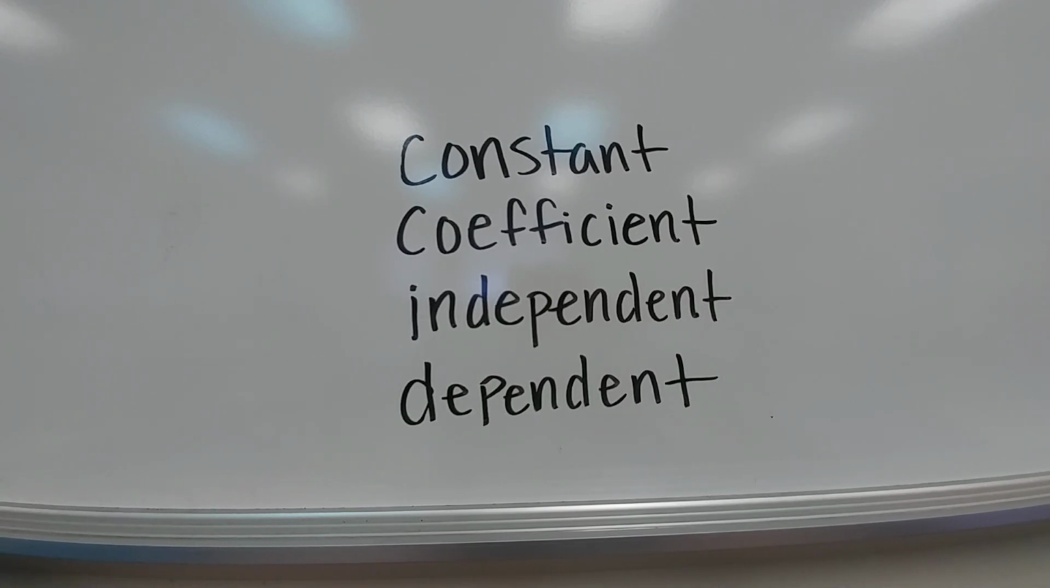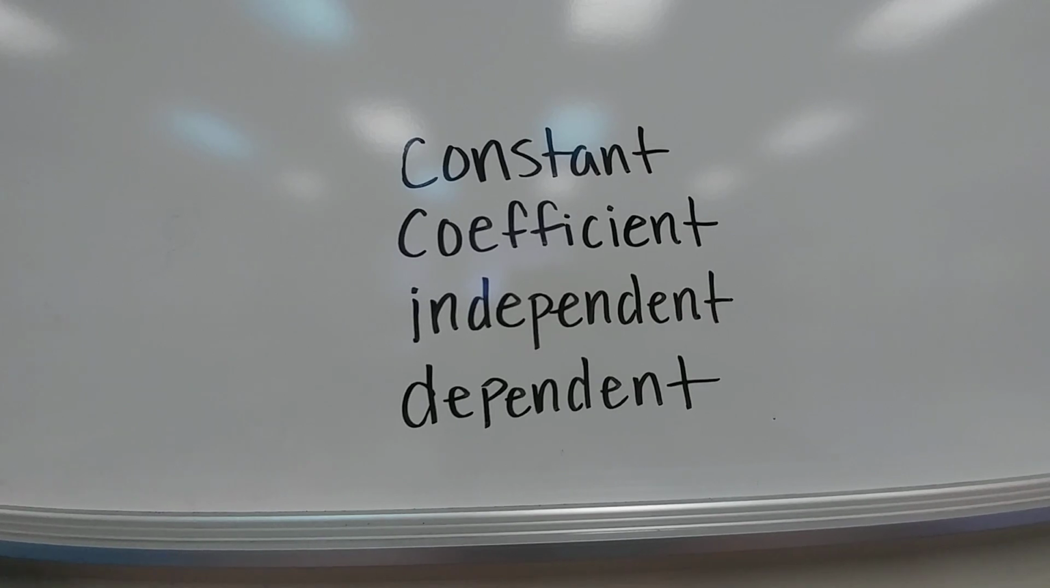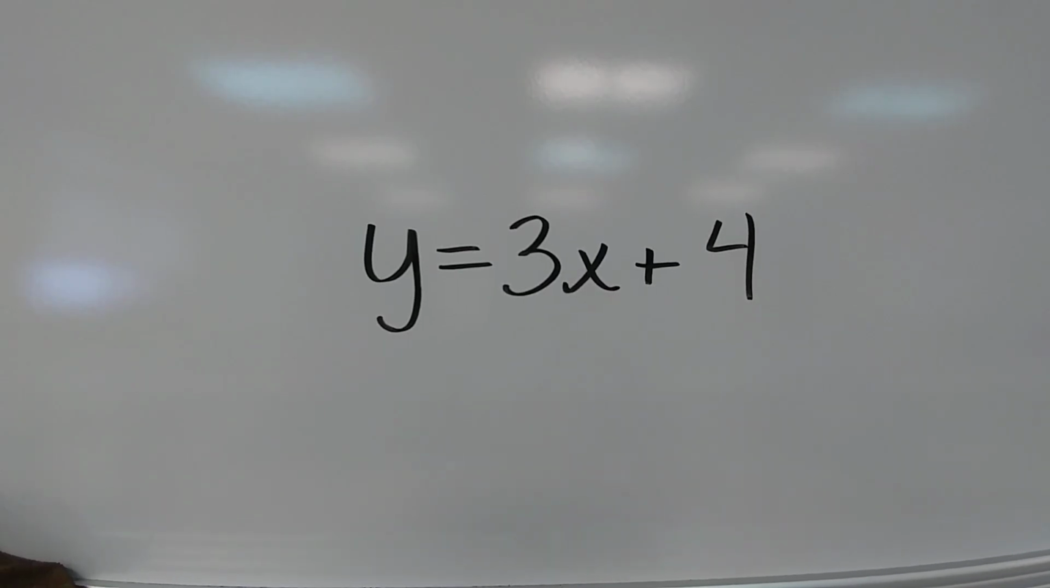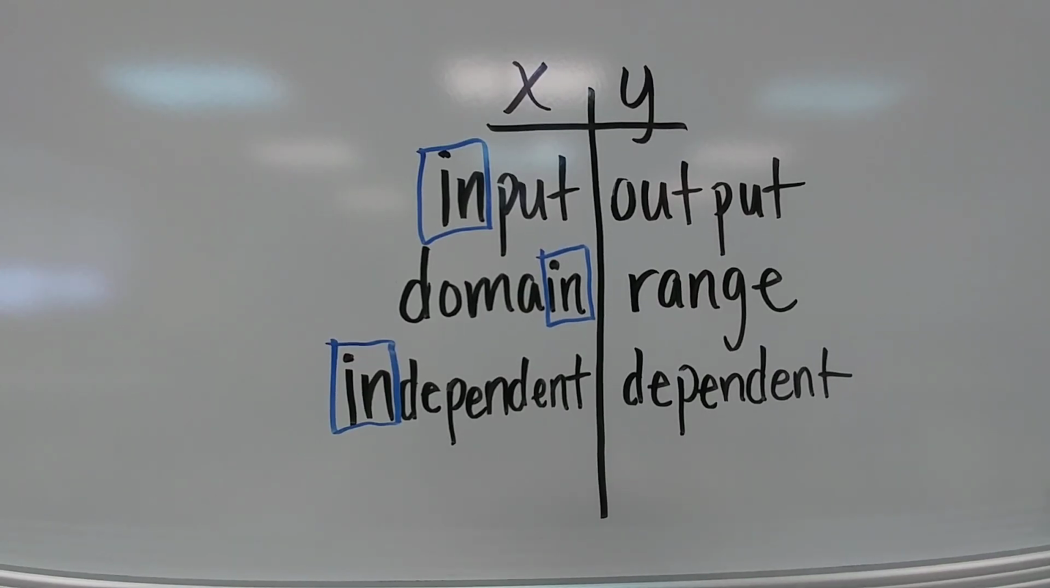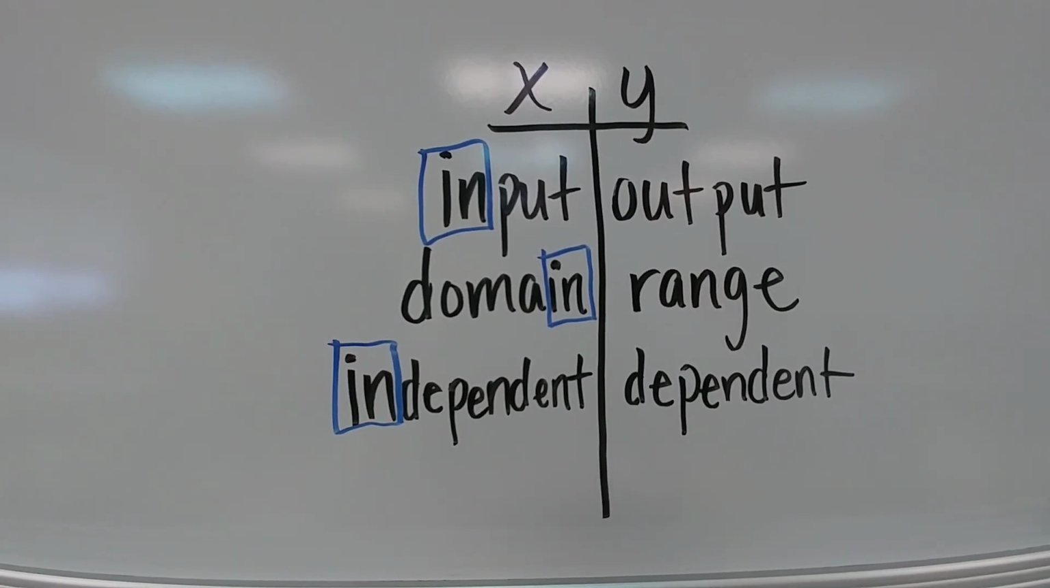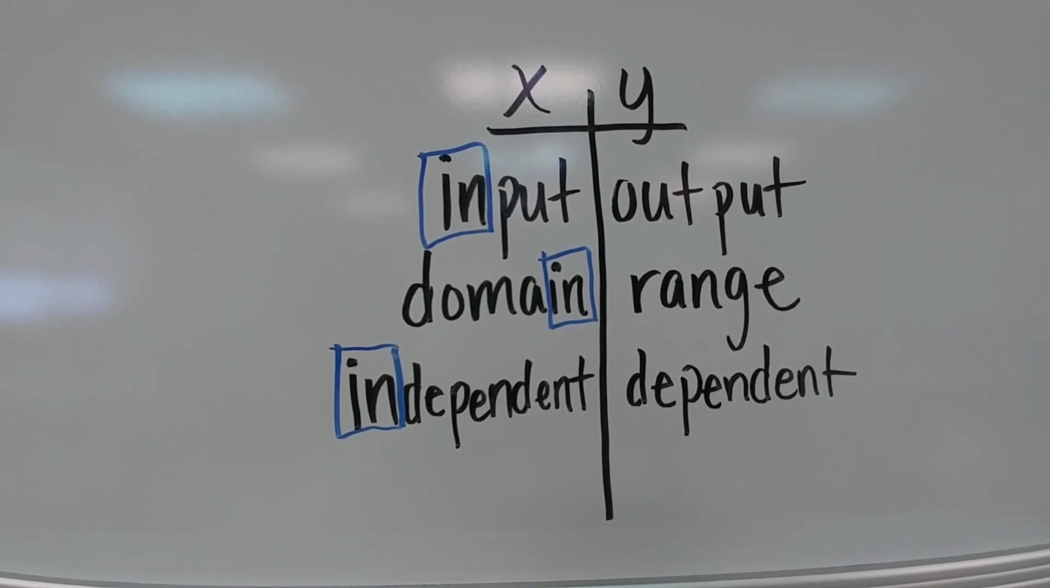In this video, we are going to take a look at the definitions of these important vocabulary words: constant, coefficient, independent, and dependent. This linear equation has all four of those vocabulary terms, but which is which? Every linear equation has an x and a y, or an input and an output.